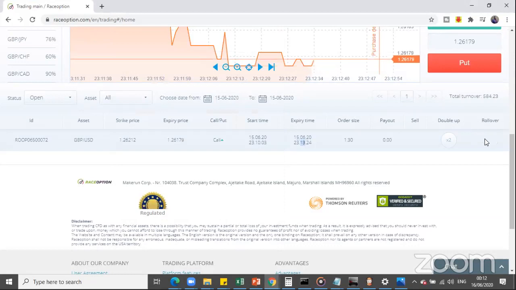So now, can you see now? I wanted to come and click roll over now. I can't roll over again. Why? Because it has gotten to 12. So what can I do? You allow this trade to go.